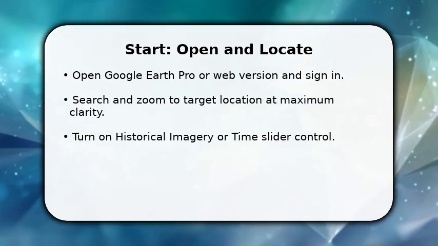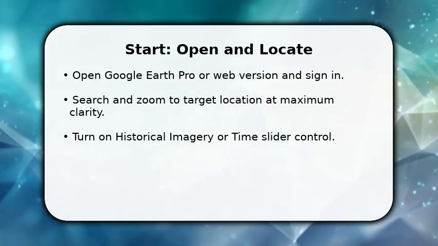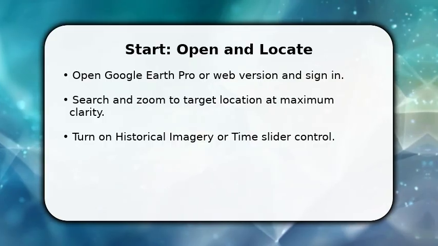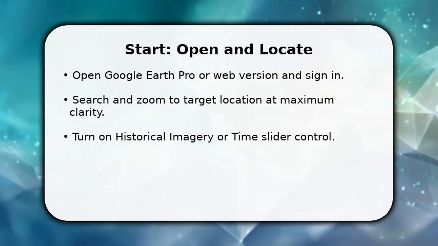You start by launching Google Earth Pro or the web client and signing in. Once done, search for the place you need and zoom in until features are clear. This improves available archival options.